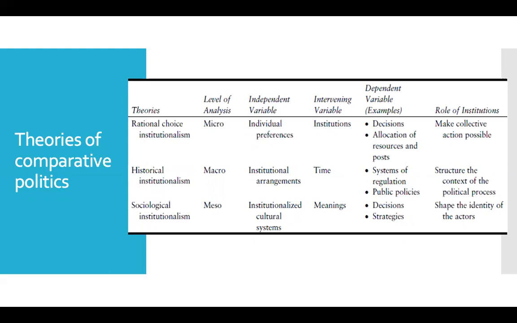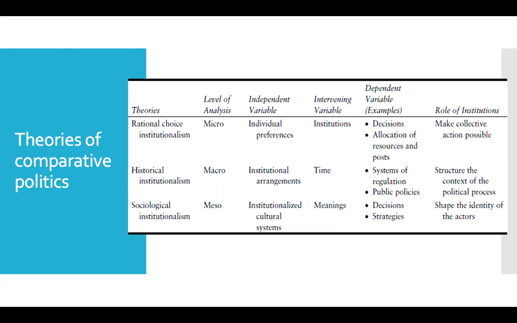Then we have historical institutionalism. It is a macro level, very much about institutional arrangements. The variable is time. Then possible independent variables are systems of regulation, public policies, movements. And then structure, the role of institutional structure, the context of the political processes.